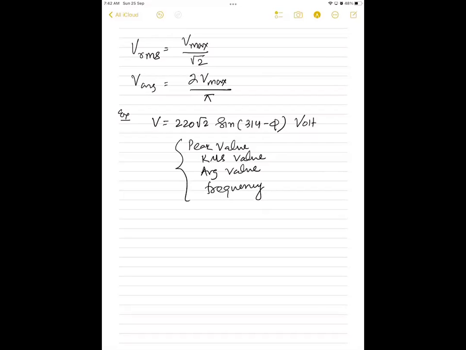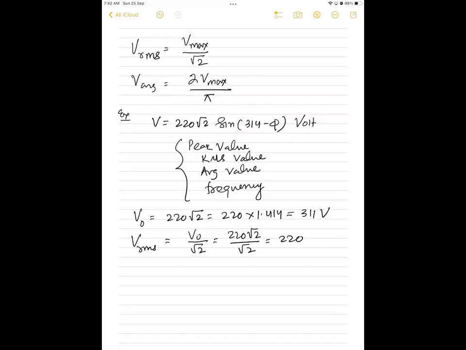So what is the peak value here? 220 root 2, right? Sometimes you may multiply 220 into the value of root 2, 1.414, which will come to near 311. And Vrms? Vrms is Vmax by root 2, that is 220 root 2 divided by root 2, root 2 cancels, that is 220.